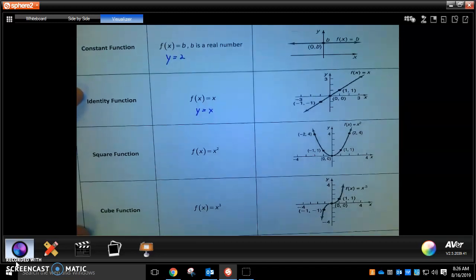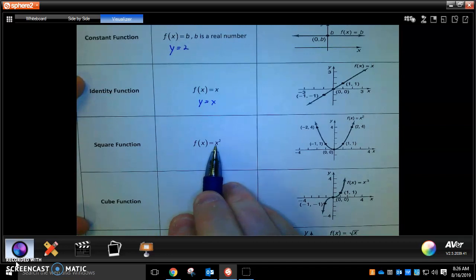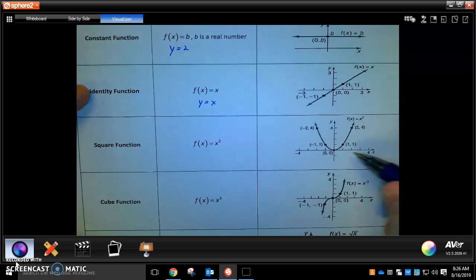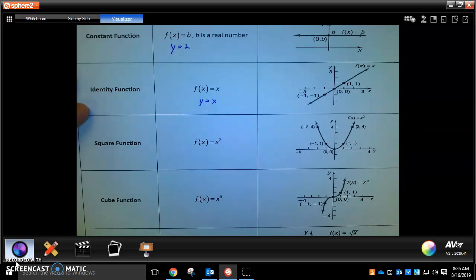The square function, you should be familiar with, f of x equals x squared. It looks like this. It's a parabola. You have the point 0, 0. You also have over 1, up 1, left 1, up 1. Those are the points you're going to see on the square function.